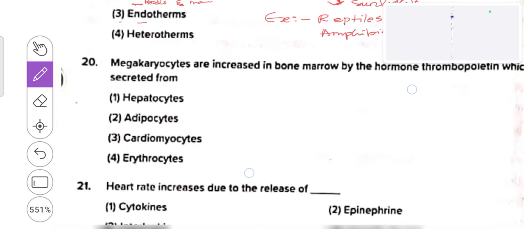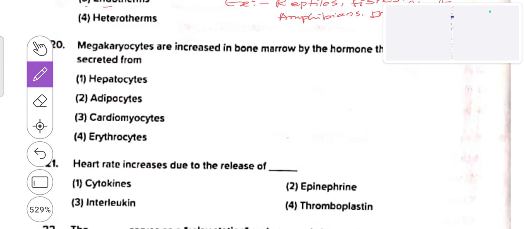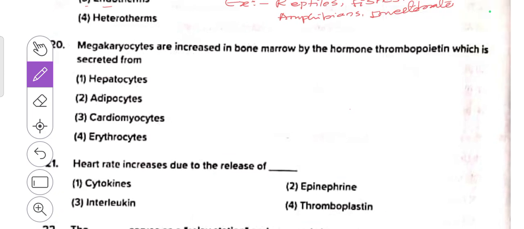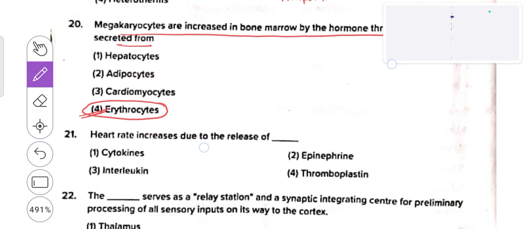Then the 20th question. Megakaryocytes are increased in bone marrow by the hormone thrombopoietin, which is secreted from erythrocytes. So 4 is the right answer for this 20th question.